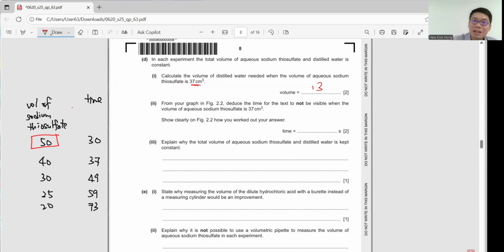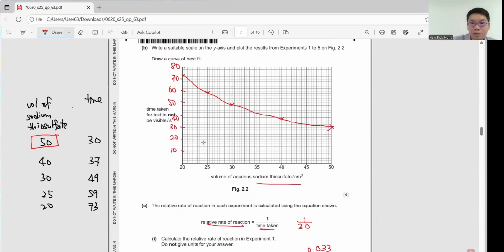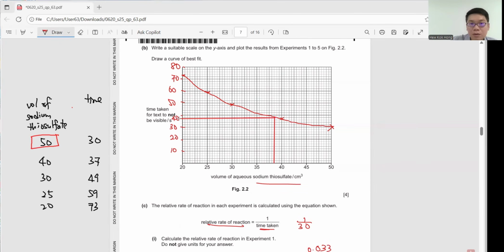From your graph in figure 2.2, deduce the time for the text to not be visible when the volume of aqueous sodium thiosulfate is 37. We need to use here. So you just get it from the graph and make sure you show your working as the line. Then you can confirm here is 38, and it depends on your graph.